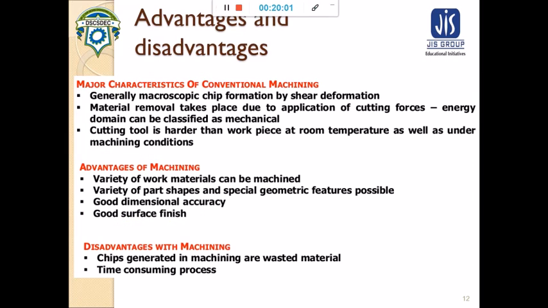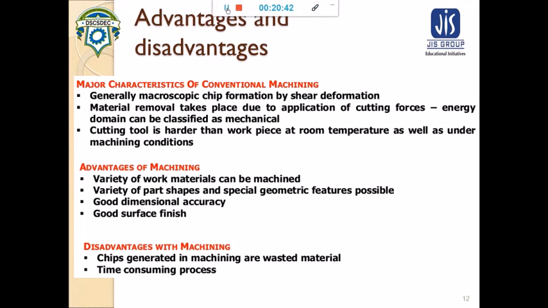Now what are the major characteristics and advantages of conventional machining? The major characteristics are that macroscopic chip formation by shear deformation can be seen. Material removal takes place due to application of cutting force, that is, the energy domain can be classified as mechanical, and the cutting tool is harder than the workpiece at room temperature as well as under machining condition.